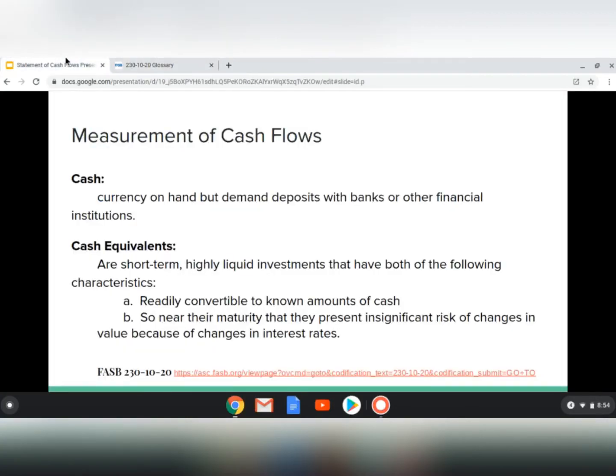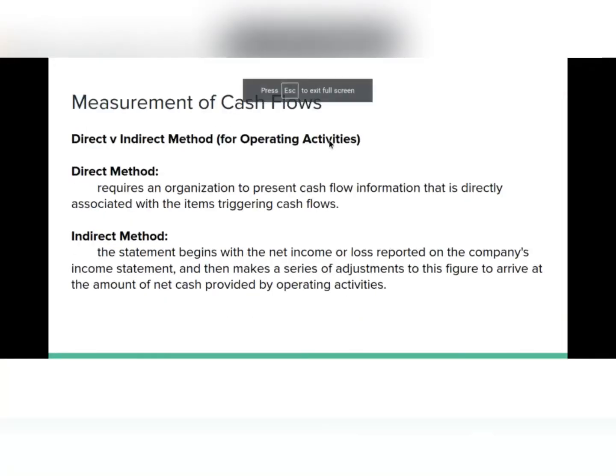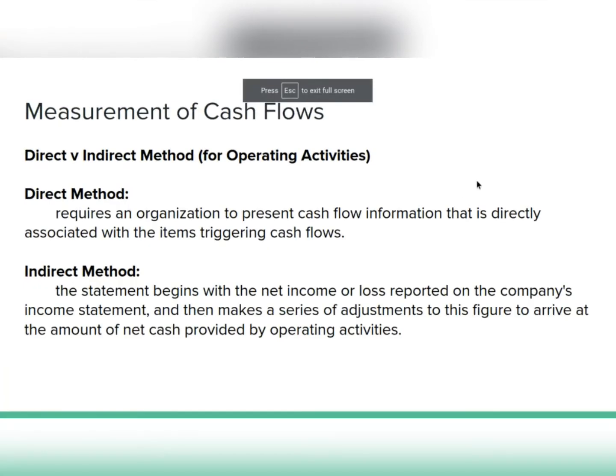Next, we will talk about the difference between the direct and the indirect method. Now, the difference between these two is going to be in relation to operating activities. These determine what is included in your operating activities. So under the direct method, you're going to have all items that directly affect your organization. For instance, you have cash collected from customers, cash paid to employees, cash paid to suppliers, your interest paid, and other things of that nature.